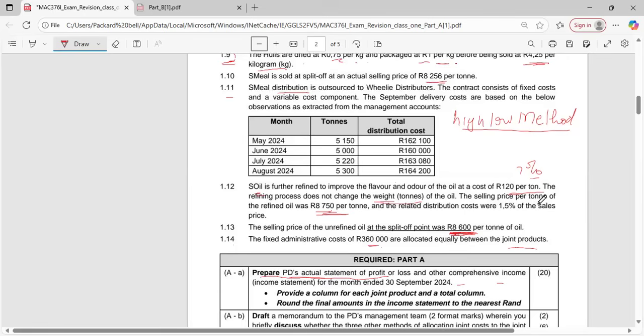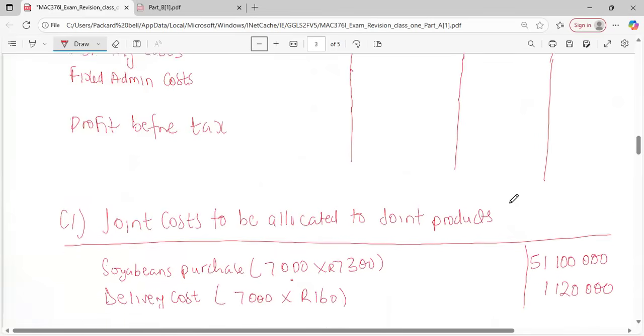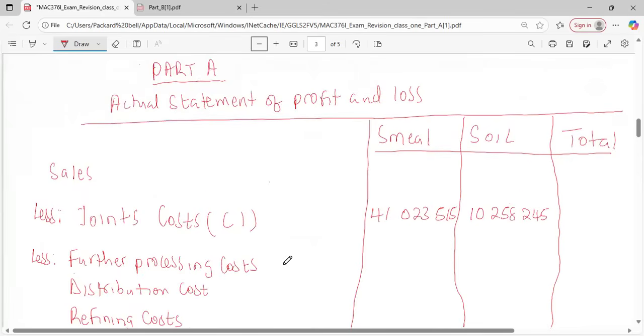Then they say the selling price per ton of the refined oil was 8,750. We'll take this one. Here we want the further processing cost, which is 120 per ton. So this one is straightforward. We can just do a calculation inside. You can only do calculations outside for something that does not fit into your answer. This one, I think we can do it. It's going to be 120 per ton times 7,000 times 18%.